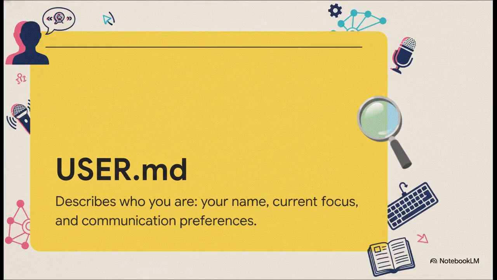Next, we have user.md. So, if the soul file is all about the AI, the user file is all about you. It's basically a briefing document that tells the agent who it's working for, your name, what you're focused on right now, how you like to get your information, all that good stuff.